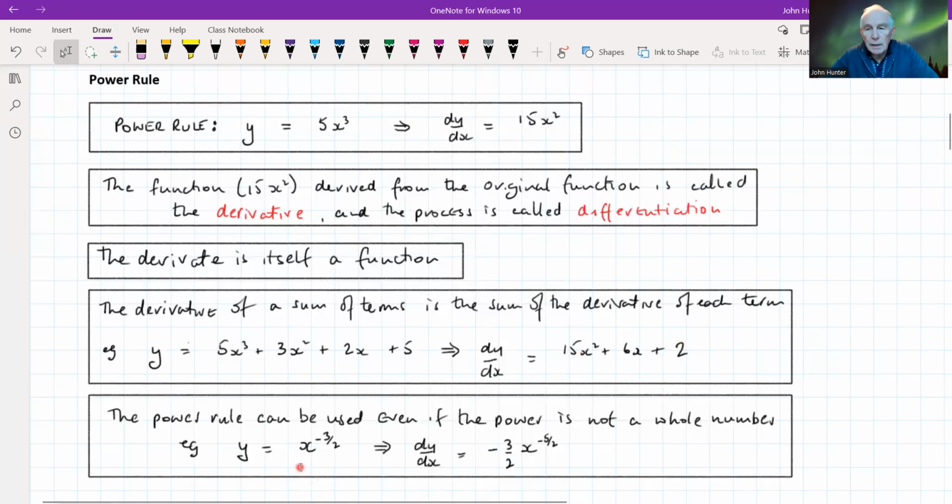Now, interestingly, and this is not something which will worry you too much until you get further on in the process, the power rule can be used even if the power is not a whole number. So if y equals x to the power minus 3 over 2, then the derivative, which represents the gradient, is this. You see what we've done: minus 3 over 2 times the coefficient of 1, and then subtract 1 from the minus 3 over 2, giving us minus 5 over 2. So that is worth knowing.